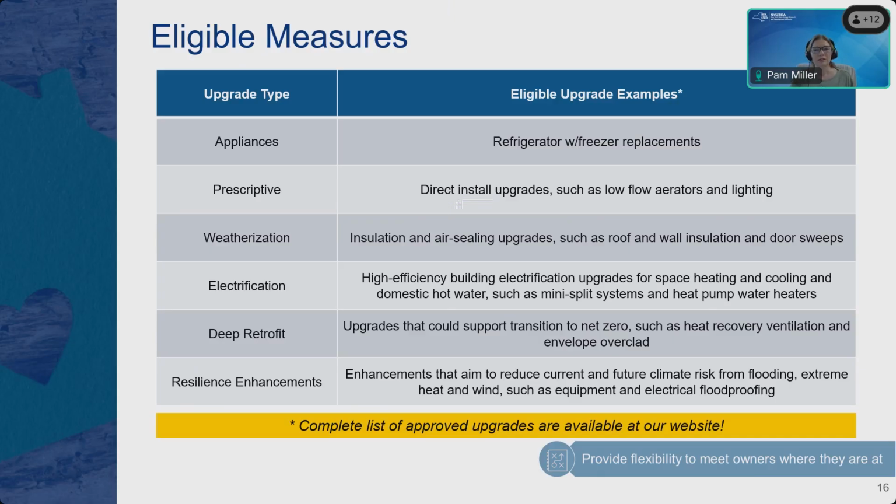As you saw a few slides ago, there are 6 incentive categories with a mix of different building upgrades available to building owners. To give you specific examples of what type of upgrades those categories have, a few have been listed here on this slide. We're talking about upgrades from as simple as replacing refrigerators with freezers, to low flow aerators and shower heads, to lighting upgrades, air sealing, roof and wall insulation, to high efficiency upgrades for space heating and cooling and domestic water heating, and heat recovery ventilation, to floodproofing your upgrades and more.